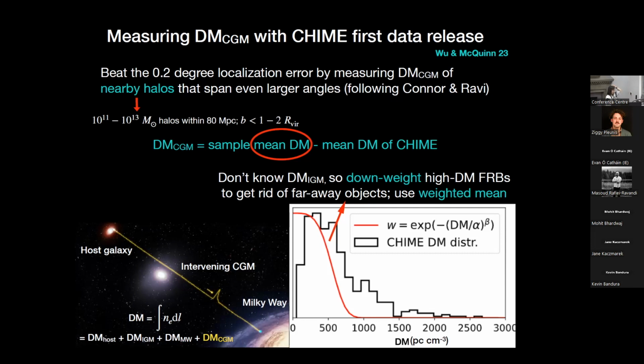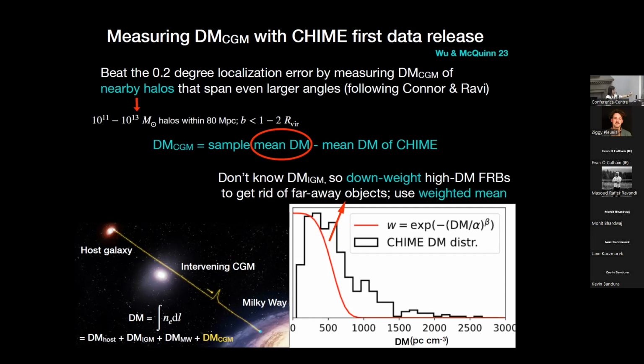In my work, we actually want to get rid of all these high-DM FRBs because the sample size is pretty small. You only have about 500 FRBs in total in the CHIME first data release, and there are maybe 20 to 40 FRBs that actually have CGM intersections. So if you have an FRB with a DM of over 2000 in the sample that has CGM intersections, then it's going to contribute a DM excess of over 100. That's going to significantly bias the sample mean DM. So we want to get rid of all these high-DM FRBs.